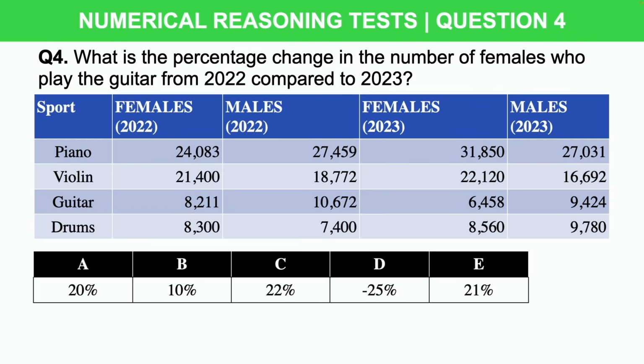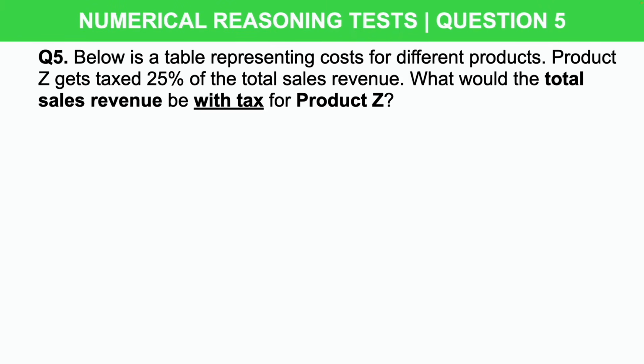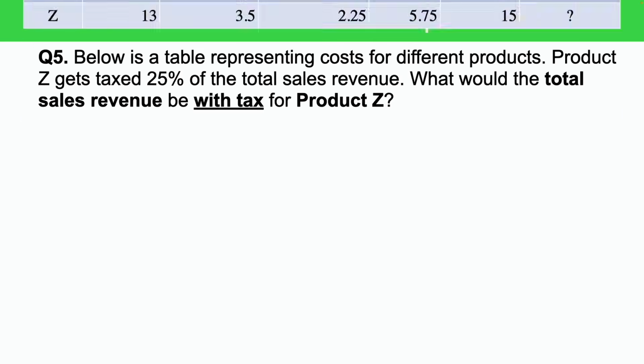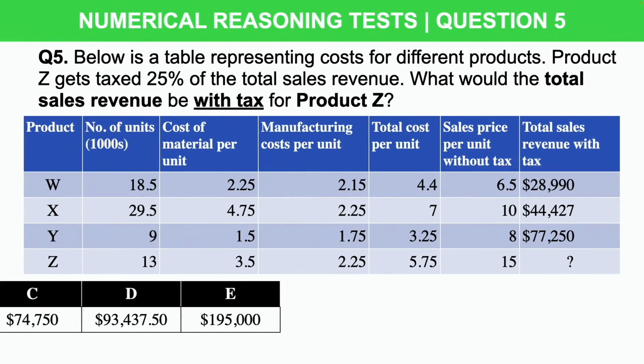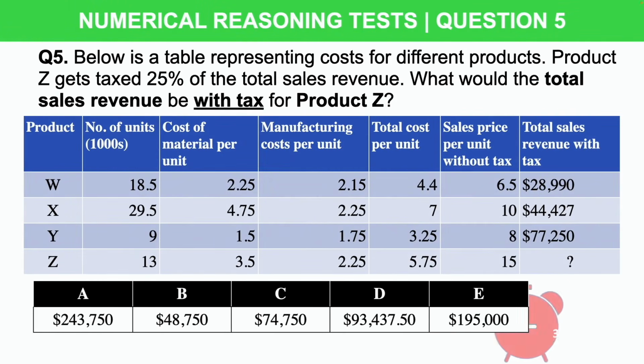Okay, here is another practice question for you. Question 5 is this. Below is a table representing costs for different products. Product Z gets taxed 25% of the total sales revenue. What would the total sales revenue be with tax for product Z? Here is the table, and here are your answer options. Again, you have 30 seconds on the timer starting now.